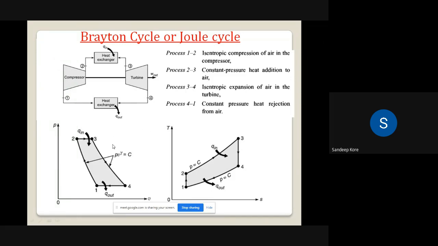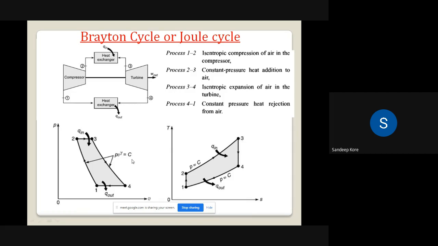Again, four processes are involved, out of which two are isentropic. 1 to 2 is isentropic compression, 2 to 3 is constant pressure heat addition, 3 to 4 is isentropic expansion, and 4 to 1 is heat rejection. So two are constant pressure processes, 2 to 3 and 4 to 1, while two are isentropic, 1 to 2 and 3 to 4. The maximum pressure in the cycle is P3 and the maximum temperature in the cycle is T3.